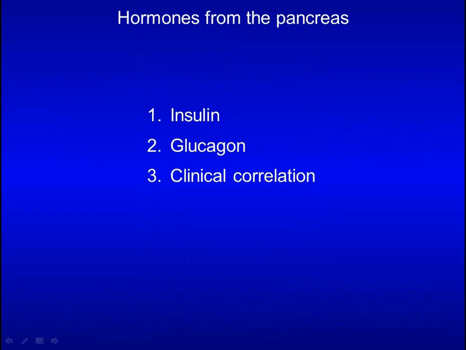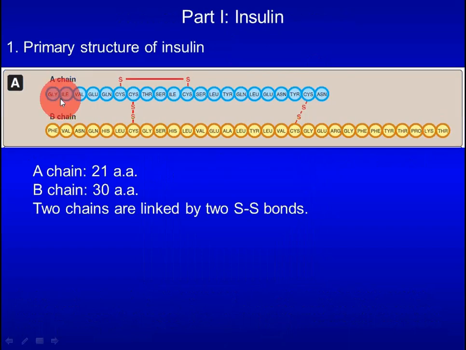Today, we will cover 3 topics. First, let's look at insulin. Here is the primary structure of human insulin. It consists of 2 chains. The A chain has 21 amino acid residues. The B chain has 30 amino acid residues. The 2 chains are linked by 2 disulfide bonds.